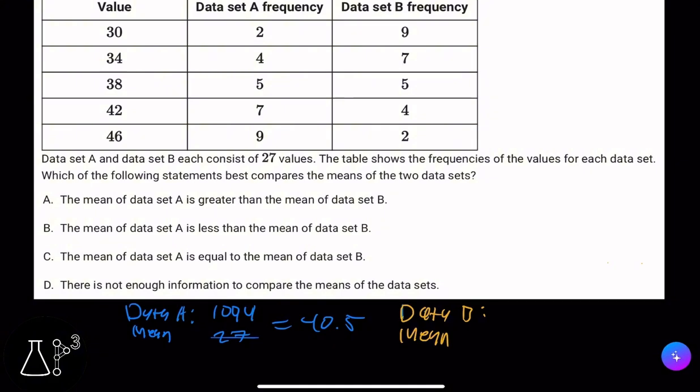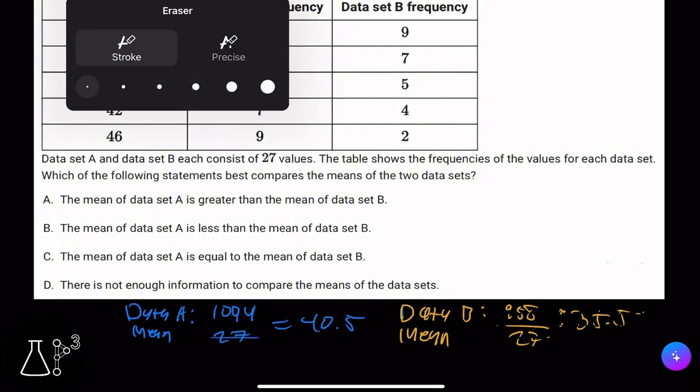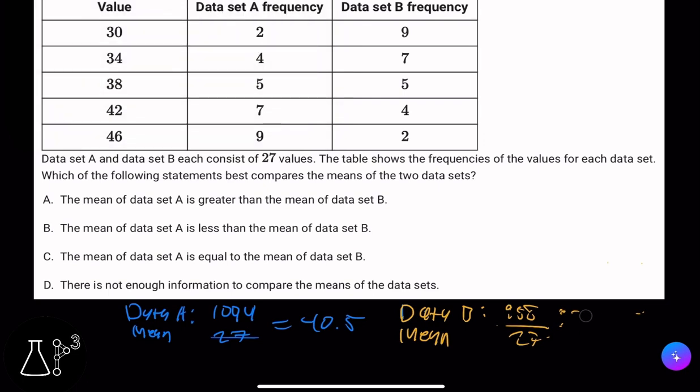So the data B mean equals 958 divided by 27. If I plug it into a calculator and round, I'm going to get 35.5. And this is my mean. So let me make that a little bit prettier. This is over here. I'm going to get 35.5. So now let's compare the means.